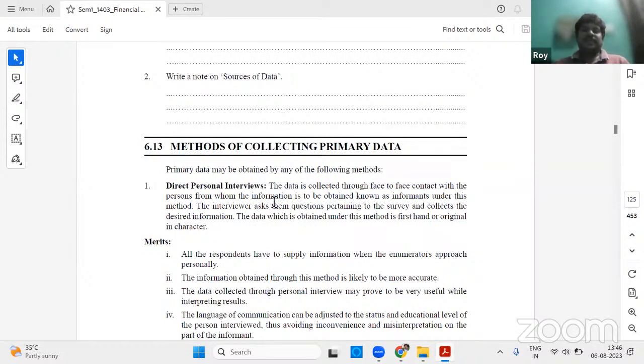Now, direct personal interview. This is the first and a very, very accurate way of collecting data. I am directly going to Deepa and talking to her, taking the opinion and writing it down. Some people will take videos also while the respondent is speaking. That should be the proof.